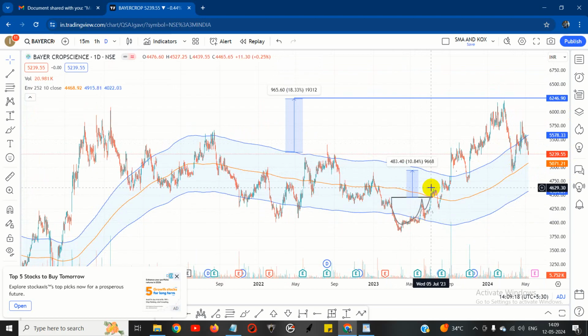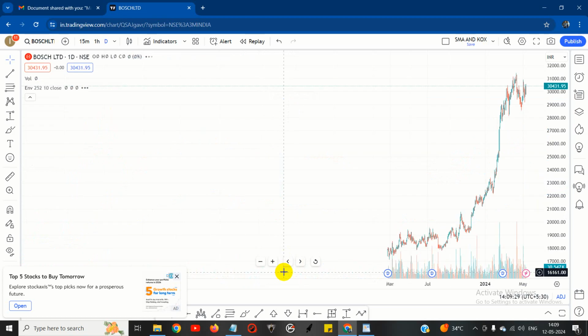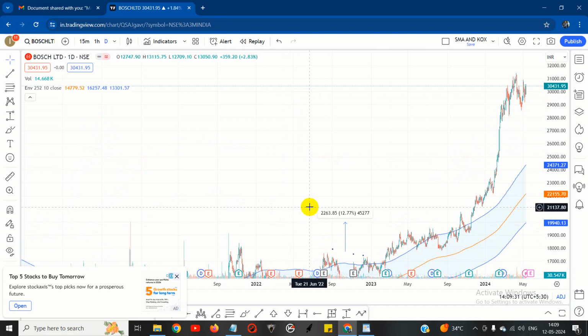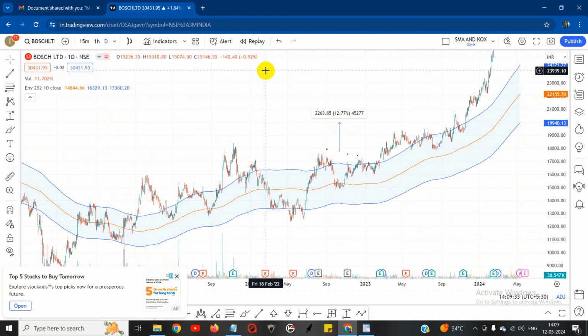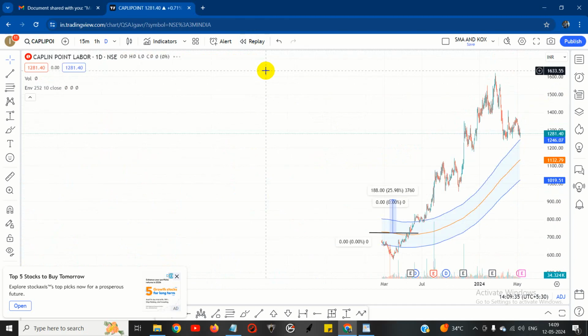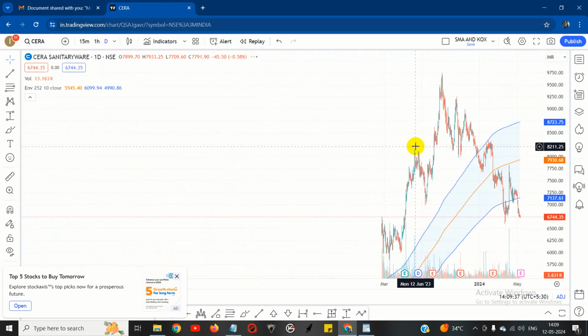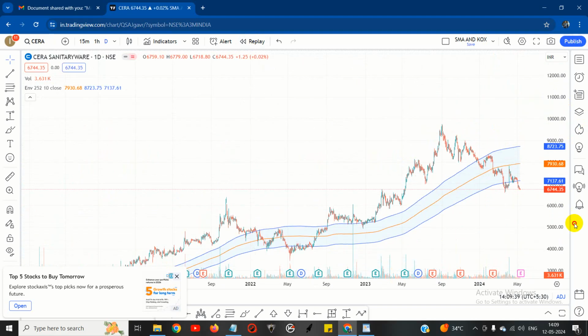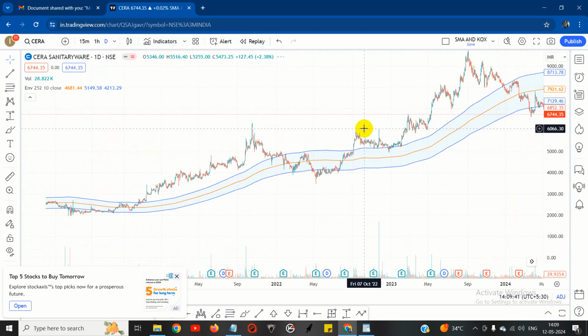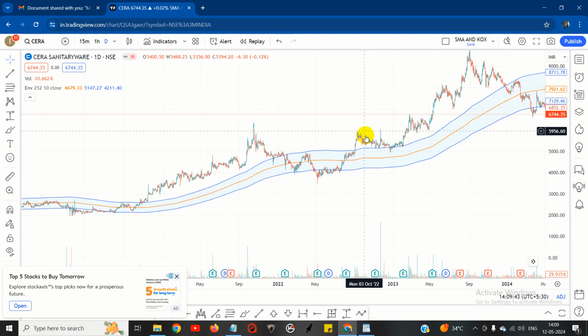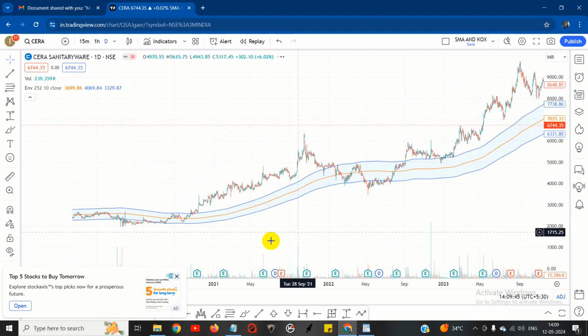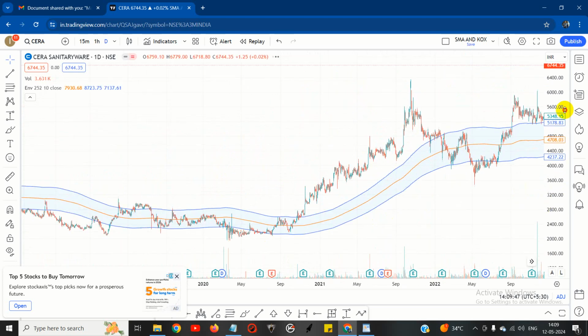If I buy here, I will sell here. If I buy here, I can sell here. Again, if I buy here, I will sell here. See, Web of Science, Bosch Ltd, the same. In all the stocks, you are given the opportunity to buy and sell and gain a decent amount of money.